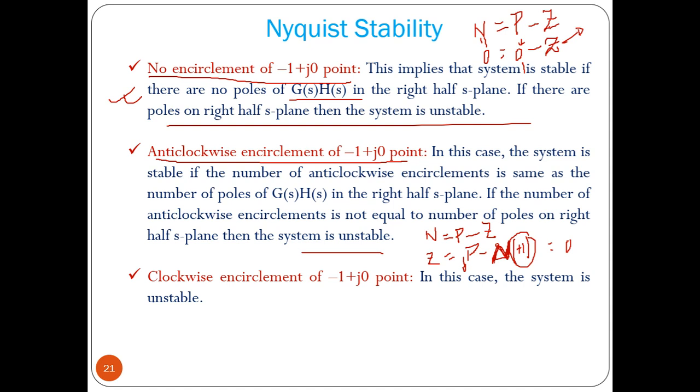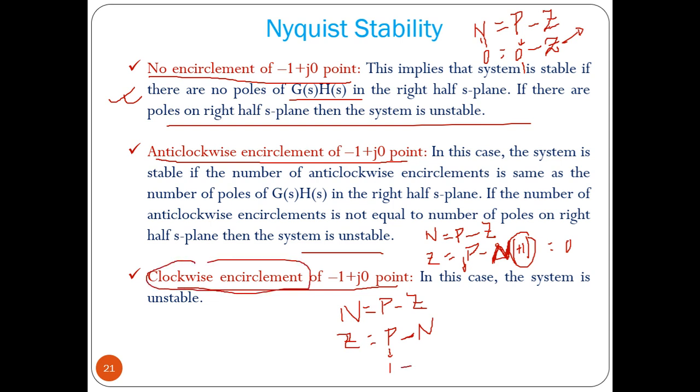Now, if we have clockwise encirclement, then what will happen? Now, N equals P minus Z, so we can write Z equals P minus N. Now, P is always positive. It can be 1, 2, 3. Let us take 1. Now, say we have a clockwise encirclement. N is anti-clockwise in this formula. Clockwise means it should be negative.